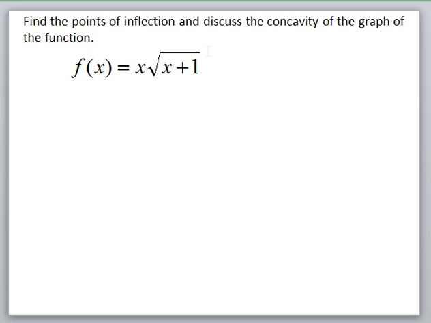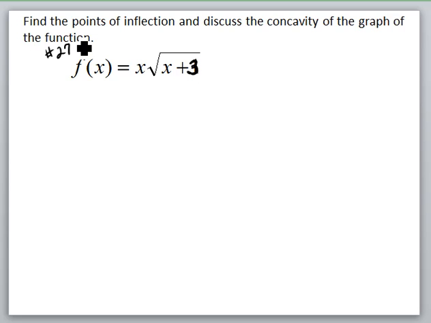Okay, this is a problem from your assignment. I'm just going to change this to a 3. This is number 27, so feel free to go ahead and put this with your assignment. The first thing I'm going to notice is that it says find the points of inflection and discuss the concavity, so I am talking about the second derivative.